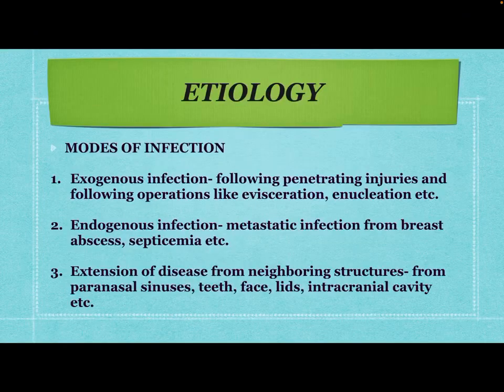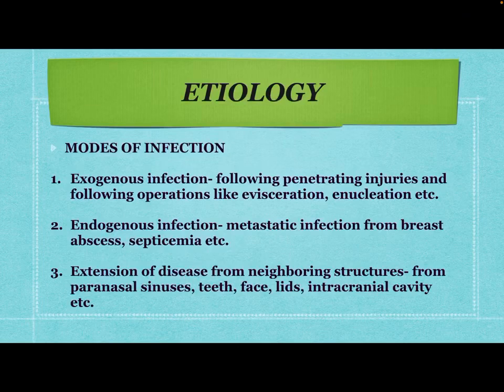Moving on, what causes orbital cellulitis? What is the etiology of orbital cellulitis? A person can acquire orbital cellulitis in three ways: through exogenous infection, endogenous infection, or extension of disease from neighboring structures. Exogenous infection is like if there is some trauma, the patient has a penetrating injury, or following operations like evisceration, dacryocystectomy, orbitotomy, or enucleation. All of this can be a way in which the infection can enter the orbit.